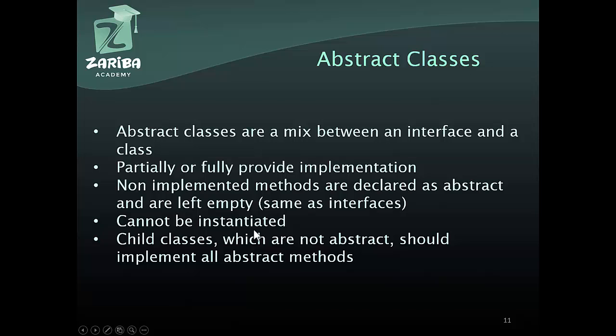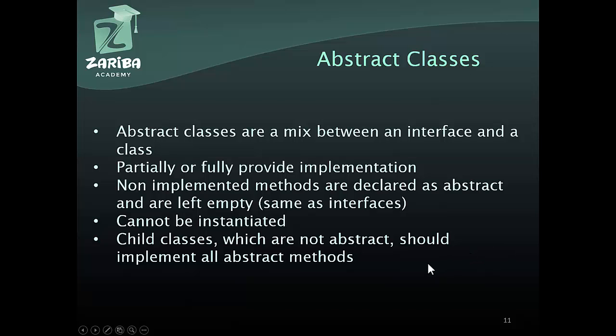If I have an abstract animal and I go into the pet shop and say give me an animal, they can give me whatever they think is fine, but I can think of something else. So this is very non-descriptive, very abstract, and there is no need for me to instantiate it. Child classes which are not abstract should implement all abstract methods.